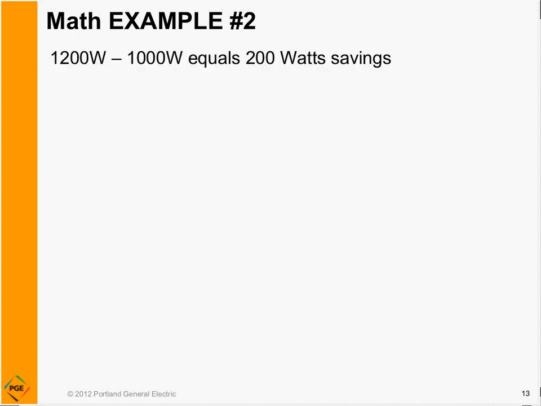So let's take a look at how we do this. Find the W is step one. In this case, I'm calculating savings. I want to know savings. So that's 1,200 watts minus the 1,000. There are 200 watts savings for every hour of use of this particular piece of equipment. If I divide by 1,000 to get to kW, then that leaves 0.2 kW.